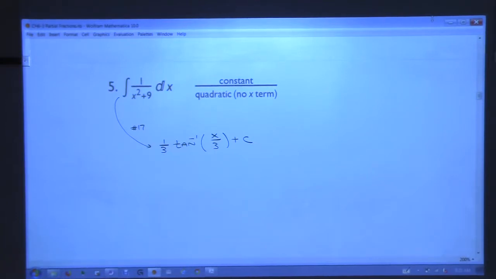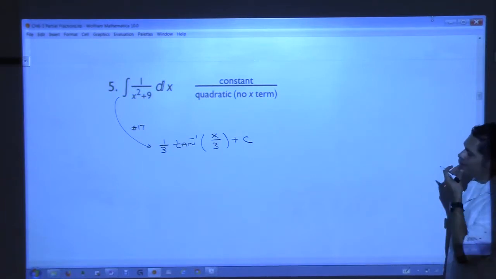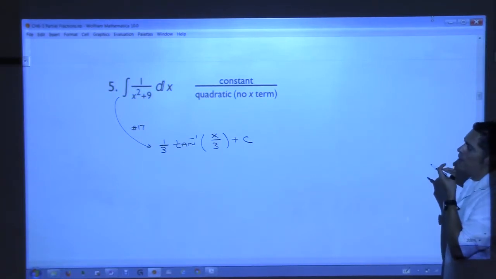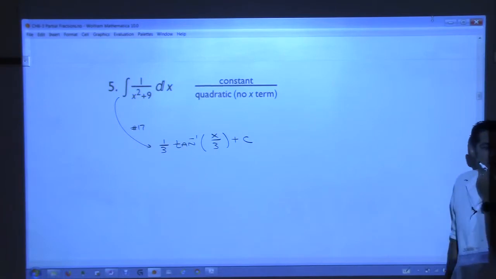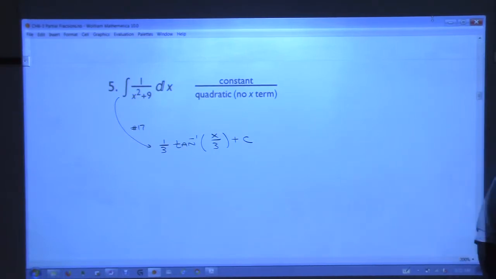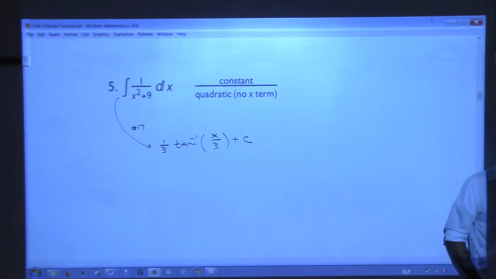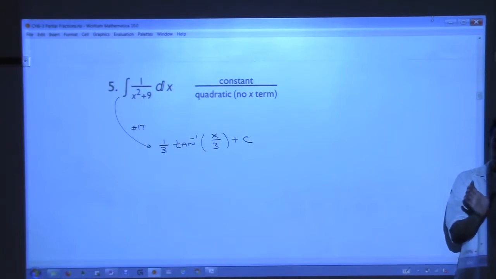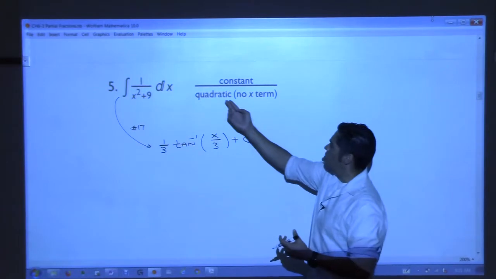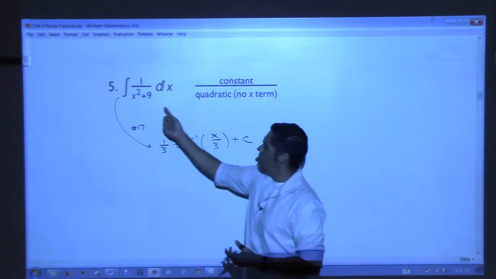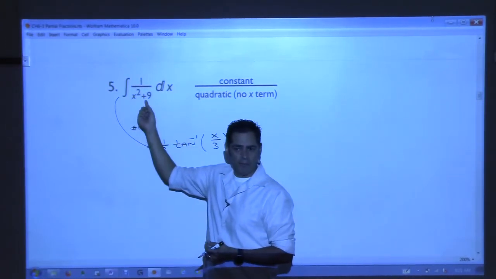Now what about something like this? Well, you know what? What if that was a minus 9? Would the formula work? It wouldn't work because that formula says it has to be a plus. If it was x squared minus 9, couldn't we factor the denominator? Because then it would be a difference of squares, right? And if we can factor the denominator, then we will have a way of doing it, and that will be next class, okay? So for right now, we can handle a quadratic missing an x term so long as there's a plus between them, right?